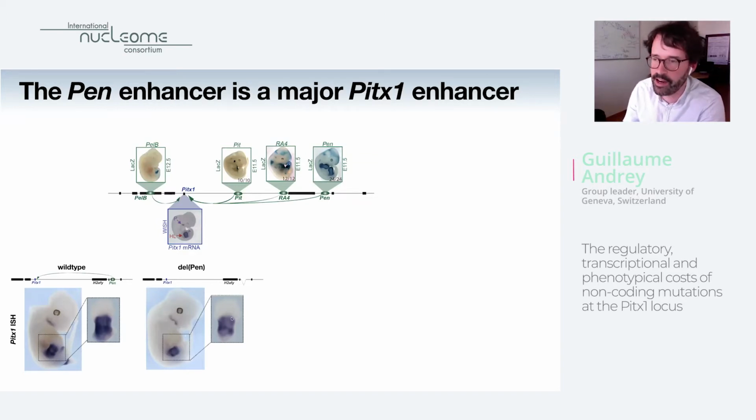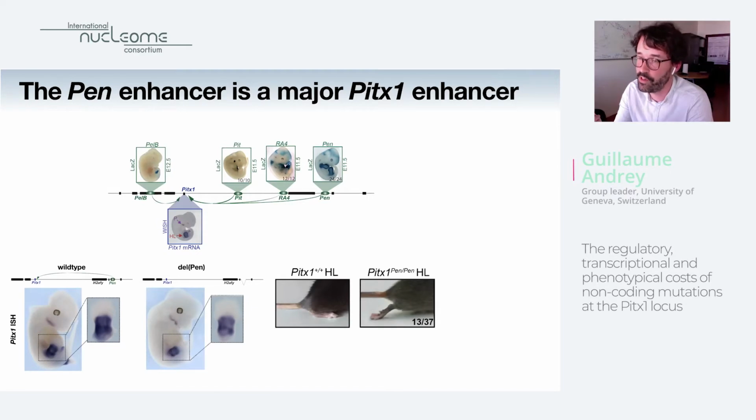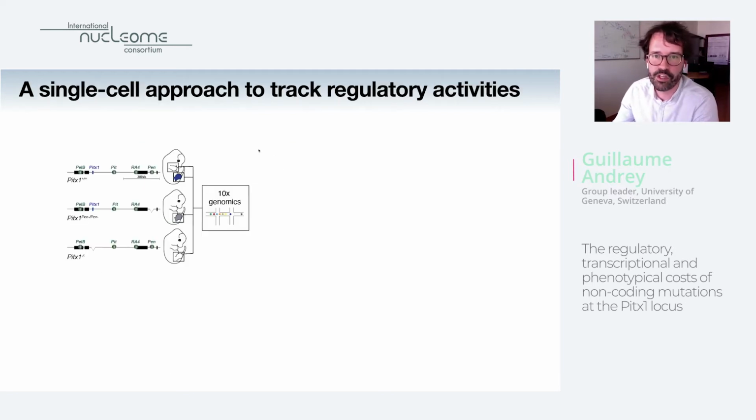You can see it's a little less strong, but this slight decrease in expression is enough to produce a phenotype that is a clubfoot phenotype, where the mouse is basically dragging its leg behind it. And we wanted to get more information about all the processes that go from the fundamental enhancer-promoter interaction to the phenotype here. So we use two approaches in parallel.